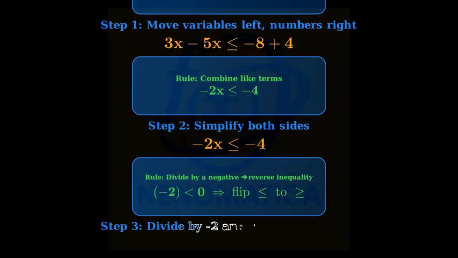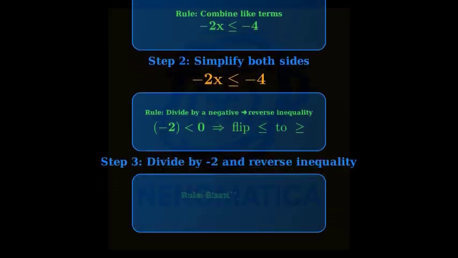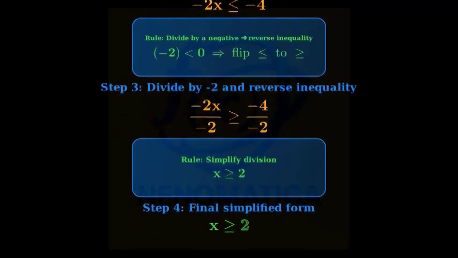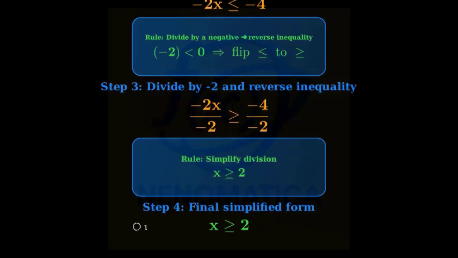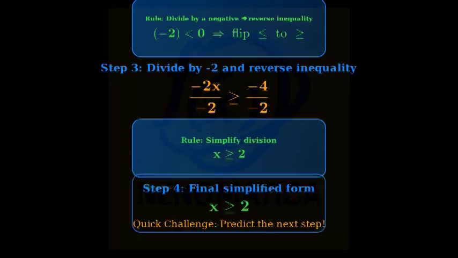Divide by negative 2 and reverse the inequality. Light bulb tip. When you divide by a negative number, the inequality flips. Simplify the fractions. We obtain x is greater than or equal to 2. Thinking face quick challenge. Can you predict the next step for the second inequality before it appears? Take a moment to write down your guess.